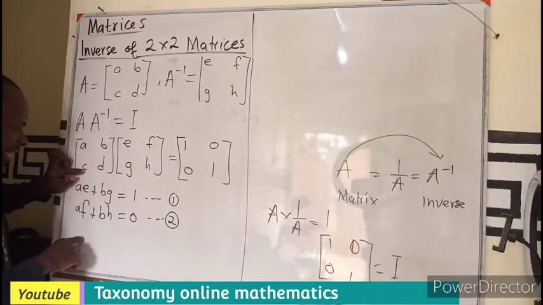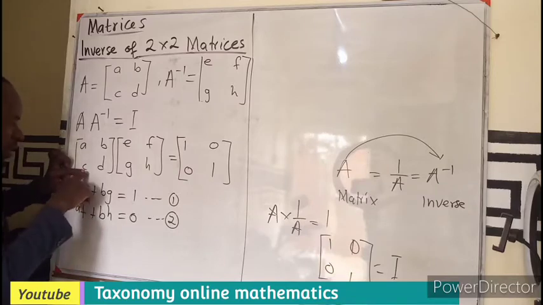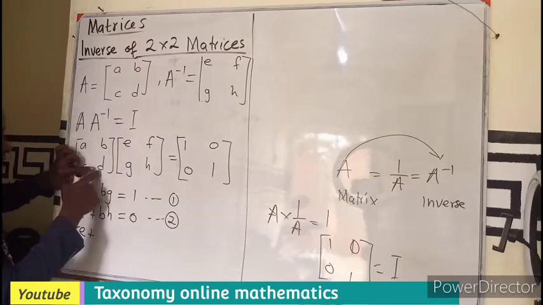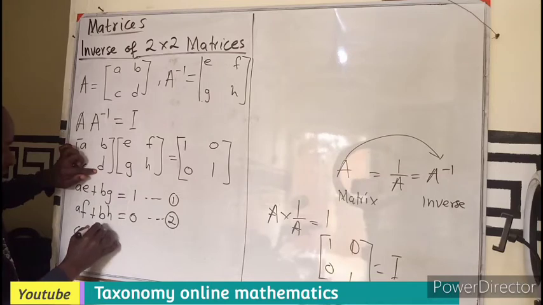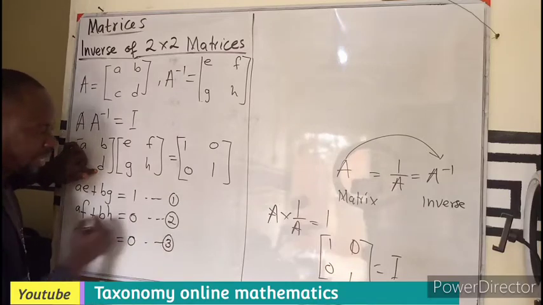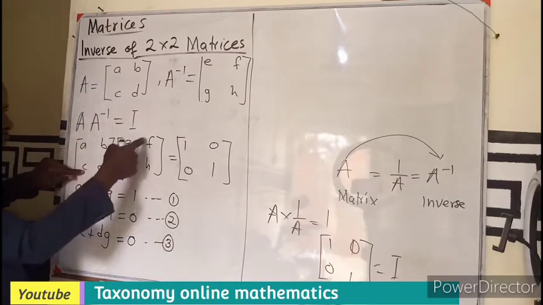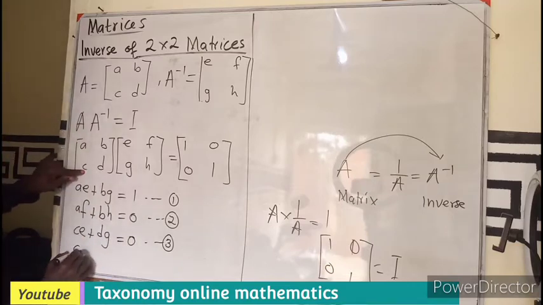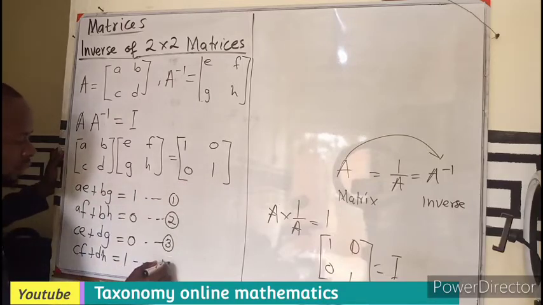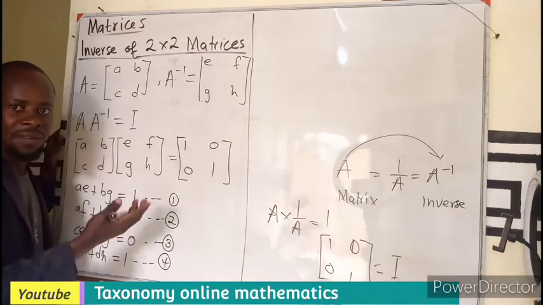So we are going for the third entry here. This is going to be row times column, CE. So we have CE plus DG, all equal to the third entry, 0, equation 3. I believe this will still go to the other side to give me CF plus DH, which should give me the last entry 1, equation 4. So we're having 4 equations.